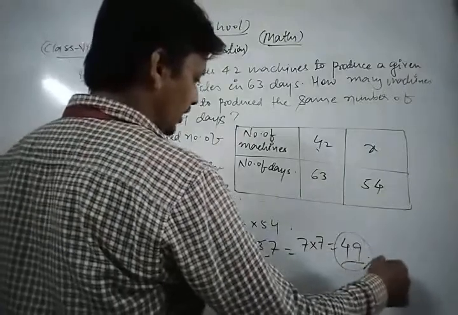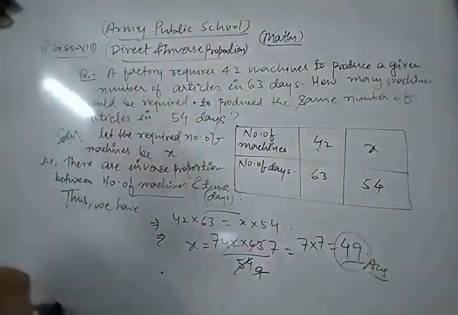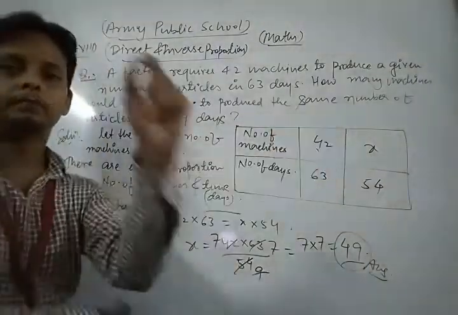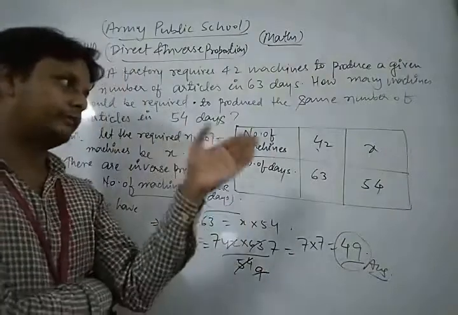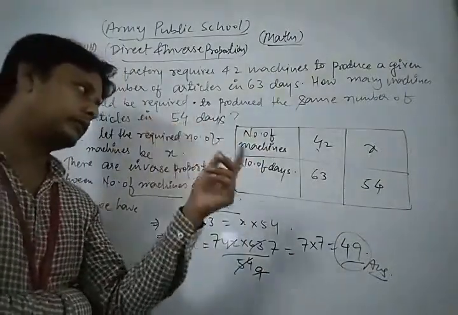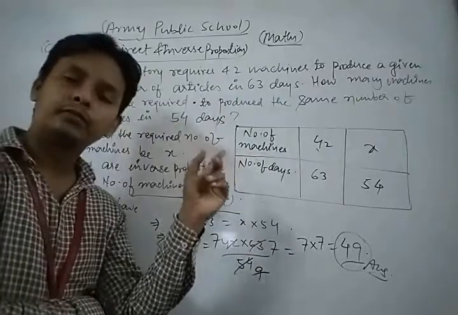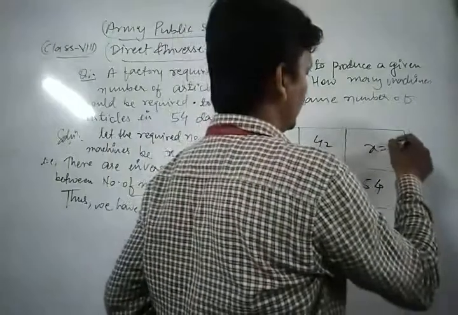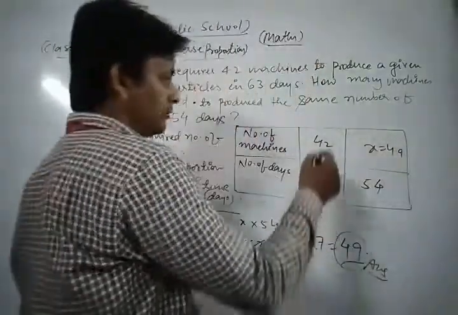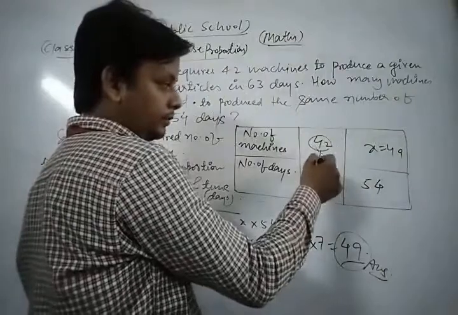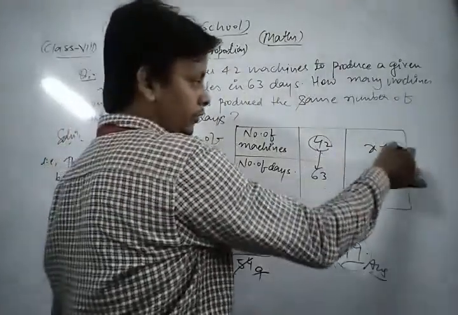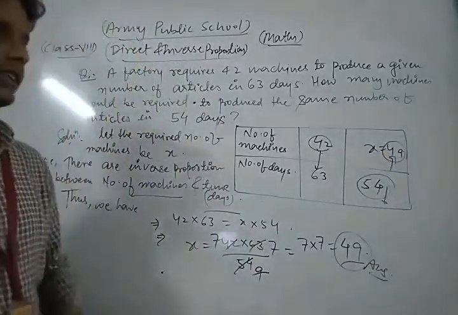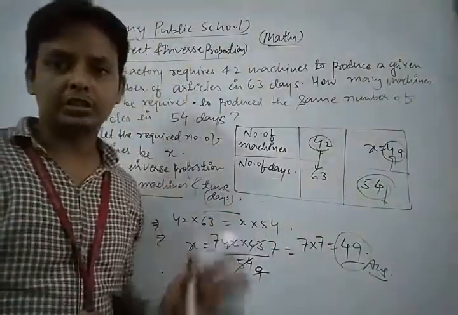Thus in this way the required number of machines is 49. So 49 machines produce the same number of articles in 54 days. Because if machines increase, the number of days decreases. If machines are fewer, then the number of days is greater. If the number of machines is greater, then the number of days is less. So there are inverse proportions between these two things.